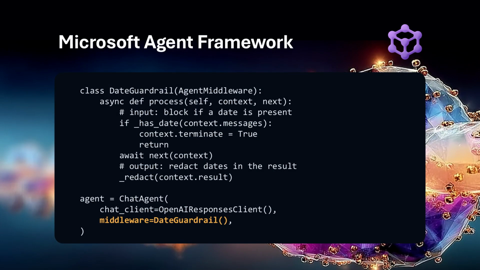Microsoft Agent Framework. This one also uses middleware, but it is a single method. Process gets the input, calls next to run the agent, then sees the output, so one method covers both sides. Check the messages going in, and if you find a date, set terminate to block. Otherwise let it run, then redact dates on the way out.